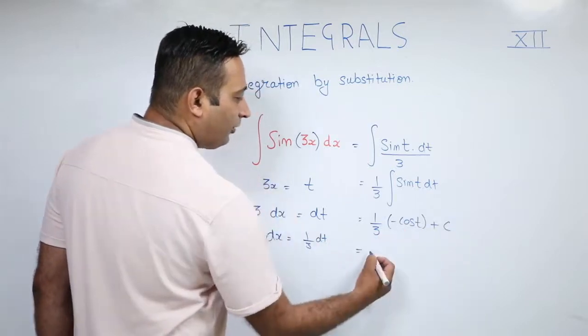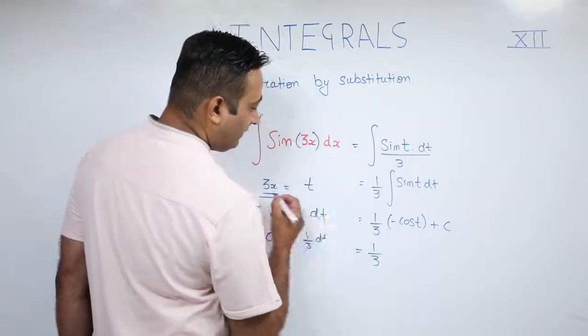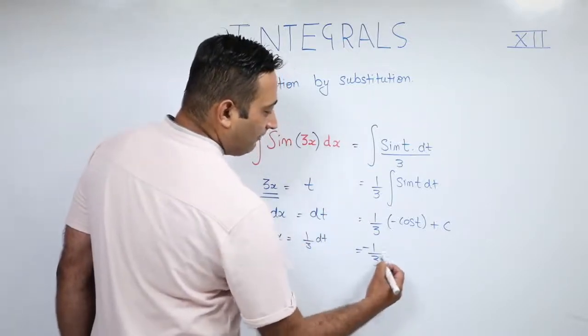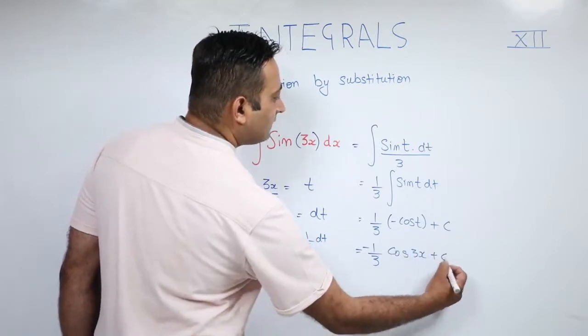Now, we'll put the value of t as 3x. From the question, we have already substituted. Now the answer would be minus 1 by 3 cos 3x plus c.